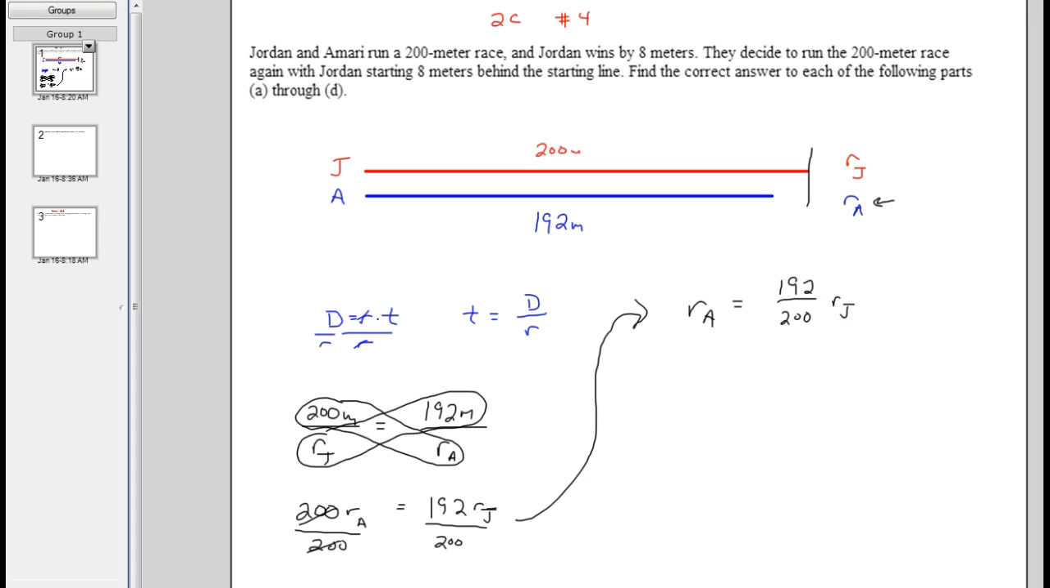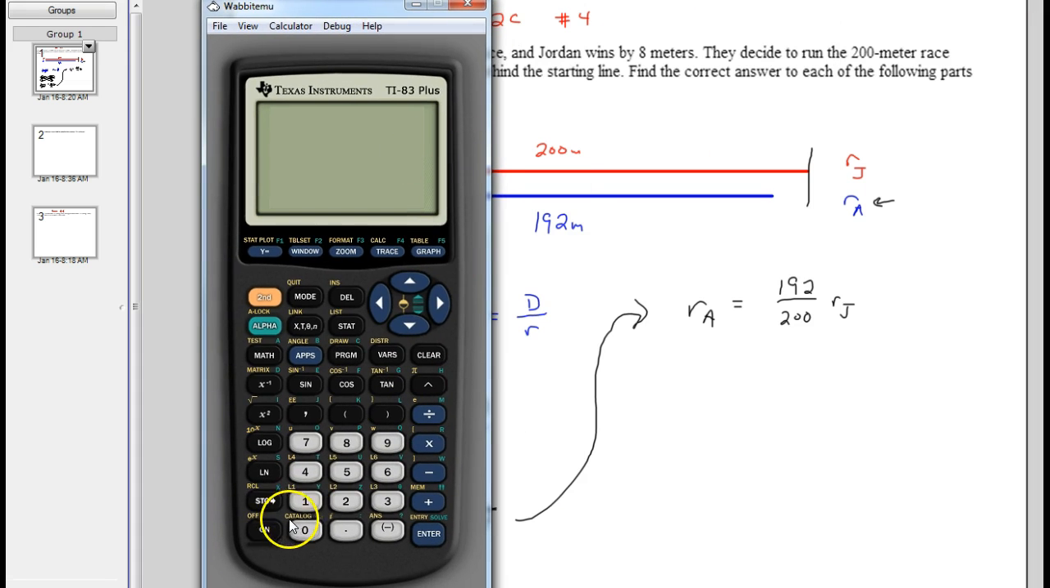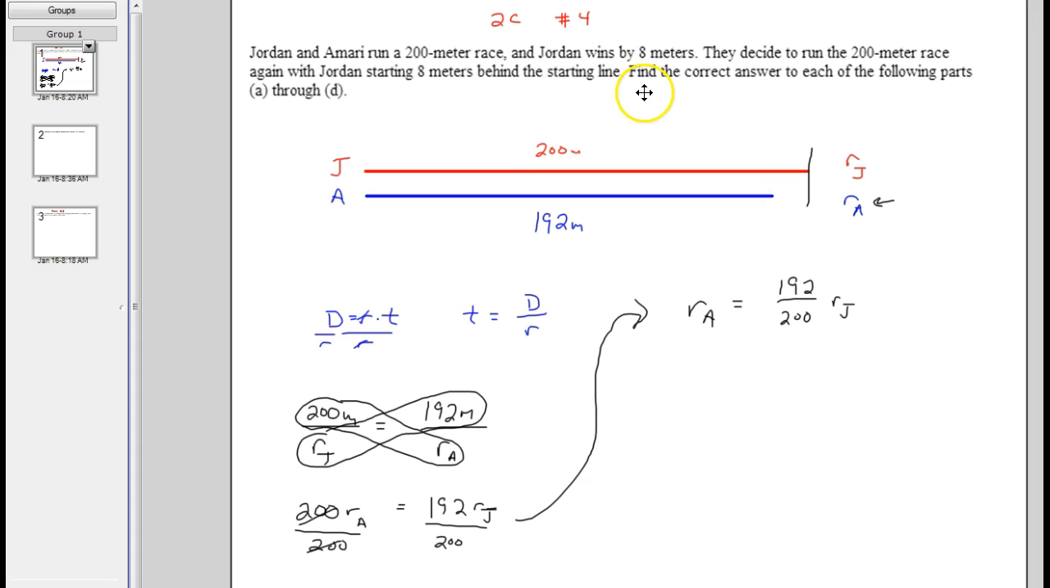And if you're comfortable with fractions and converting them to percentages, 192 divided by 200 is 0.96, or 96%. That's what we're saying here: Amari is running at a speed that's 96% of the rate that Jordan's running. So 100% would mean he's running the same rate. Like 105% would mean he runs faster.